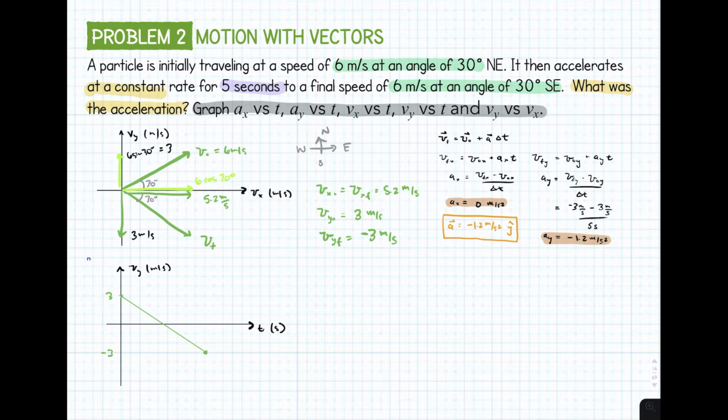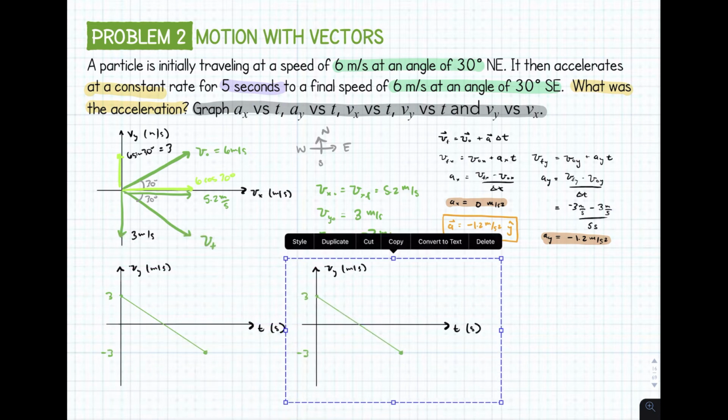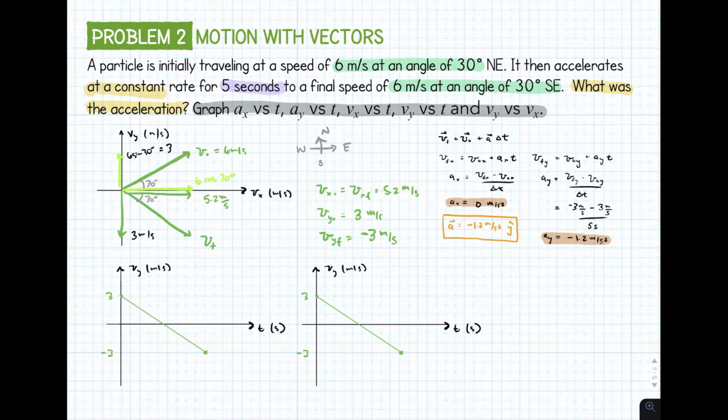We can duplicate this to do this in the x direction. So we'll erase these. So in the x direction, we'll change that to x. In the x direction, we see that the velocity is the same the whole time, and it's 5.2.